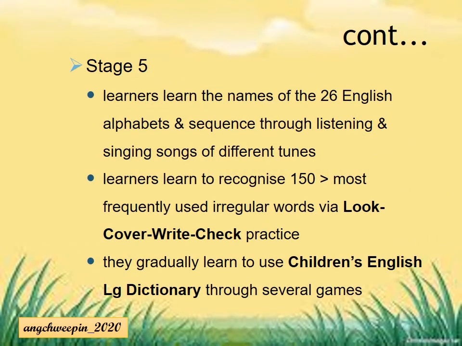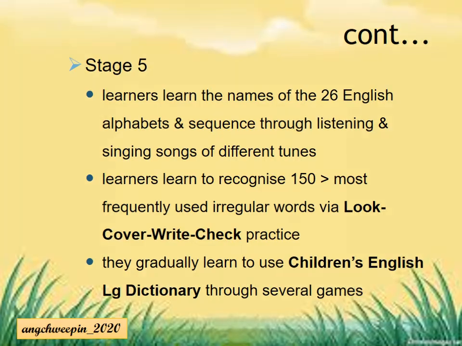In the last stage, that is stage 5, the learners learn the names of the 26 English alphabets and their sequence through listening to and singing several songs set in different tunes. The learners learn to recognize 150 more frequently used irregular words through look, cover, write, and check practice. They gradually learn to use Children's English Language Dictionary.